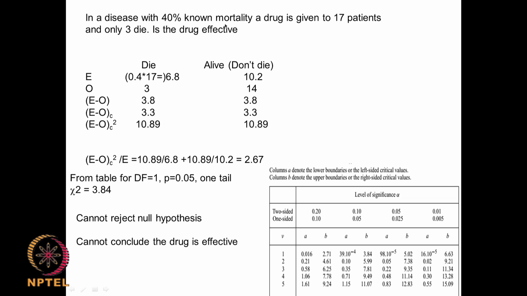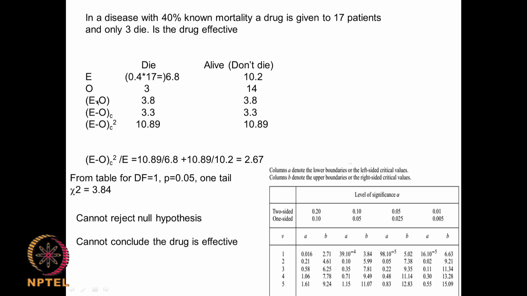In a disease with 40% known mortality, a drug is given to 17 patients and only 3 die. So 40% are known to die, which means among 17 patients we expect 6.8 to die and the remaining 10.2 not to die, but we observe 3 dying and 14 alive. 3 plus 14 is 17. So, is the drug effective? We need to find out.